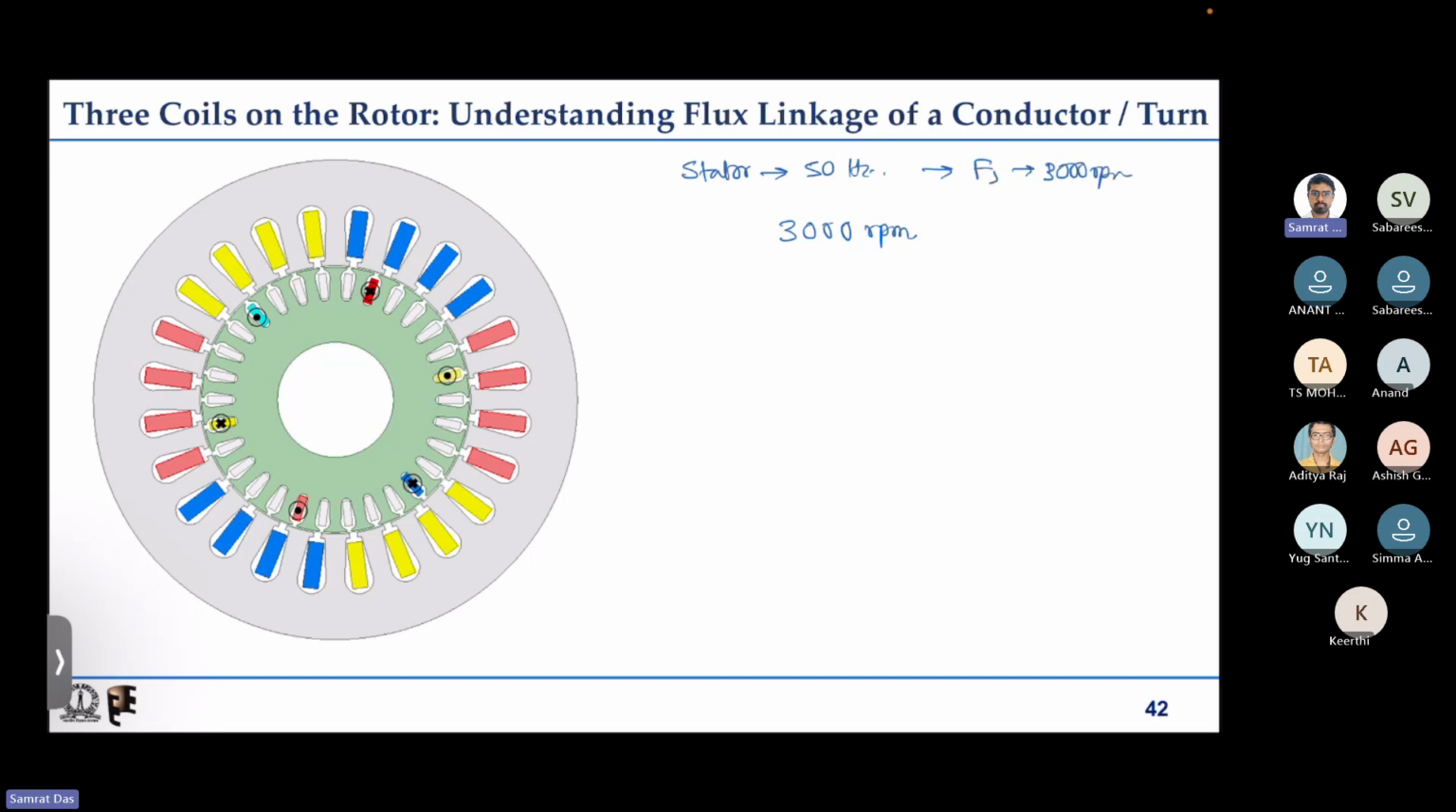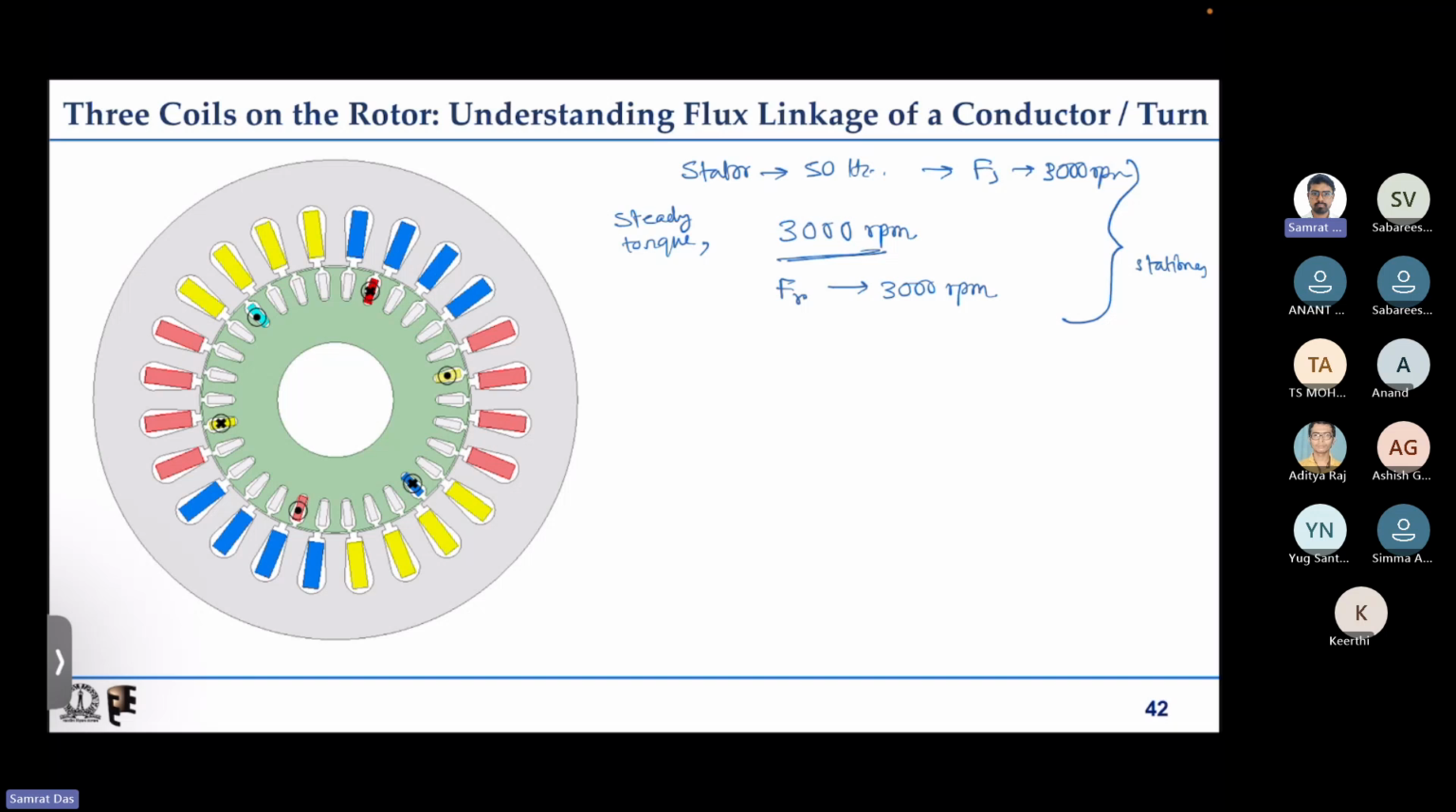For steady torque production, the rotor magnetic field, that is Fr, also has to run at 3000 rpm with respect to, all are basically with respect to some stationary person like us. We are stationary while looking at all these field simulations and animations.